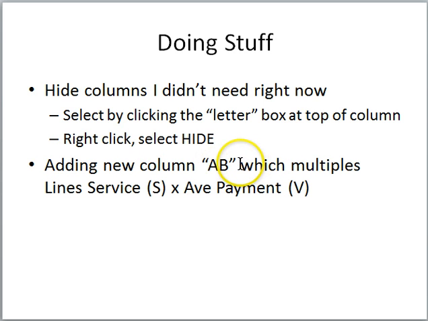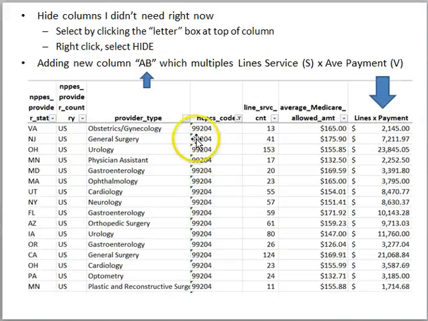Then I added a new column way over at the right, which became column AB, and I multiplied the lines of service, column F, times the average payment, column V. And that gives us this. So here we have some Virginia-based obstetrician. He billed 99204 13 times. Medicare paid him an average of $165, so Medicare paid him $2,145 for that code. Here is a urologist based in Ohio, 153 billings at $155, so Medicare paid him $23,800 for office visits.